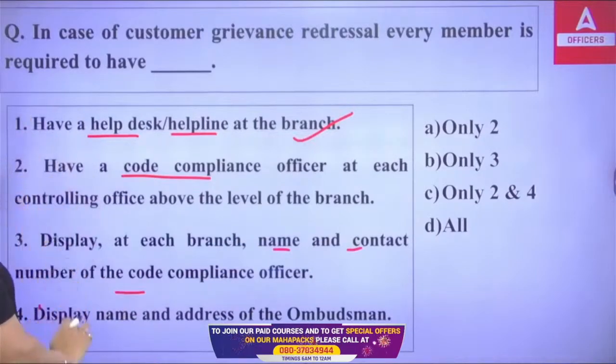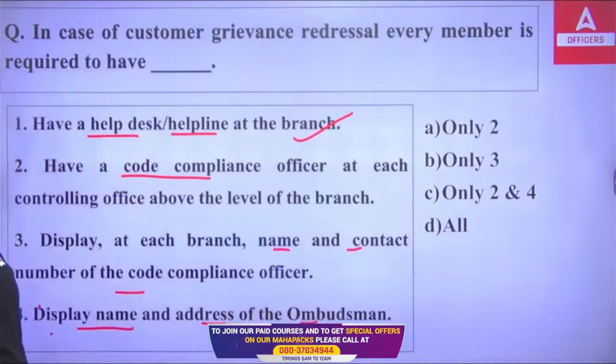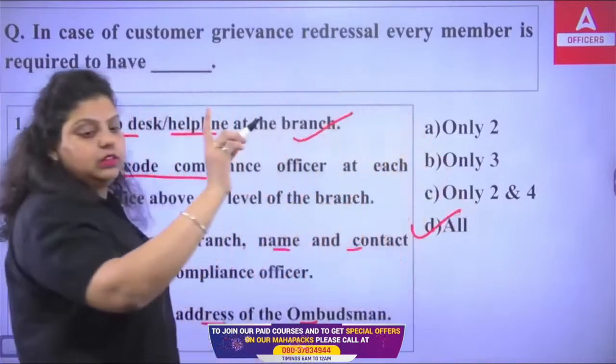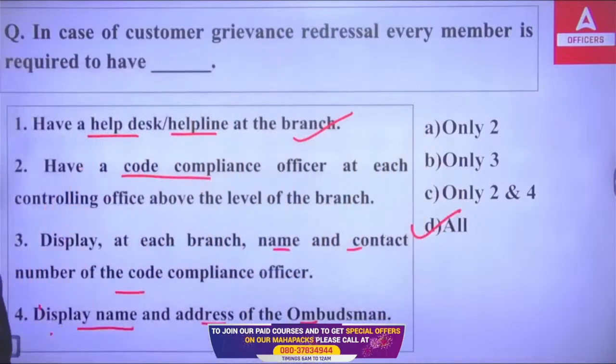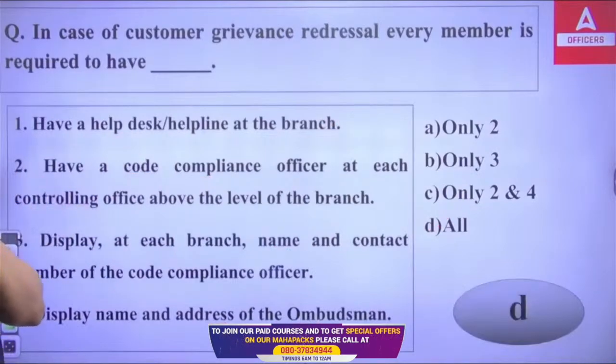Every member has to display the name and address of the ombudsman in their branch. The right answer is all. All of these have to be there with the members when they are providing grievance redressal to the customer. Okay, so the right answer is D.